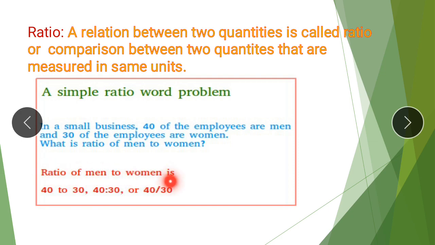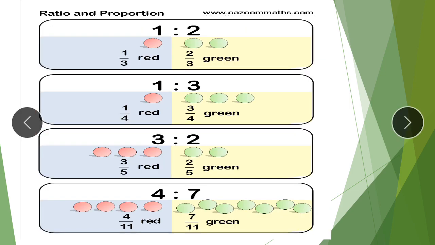The ratio of men to women is 40 to 30. If we write this ratio in simplest form, we can write 4 to 3. It means the male employees are more than the women employees. We can write the ratio in different forms, like with the symbol for ratio, or in fraction form as well.